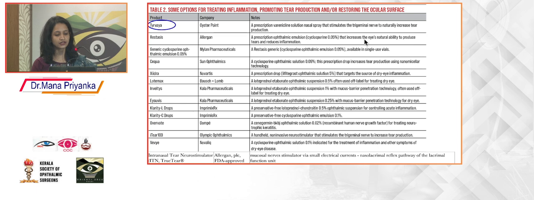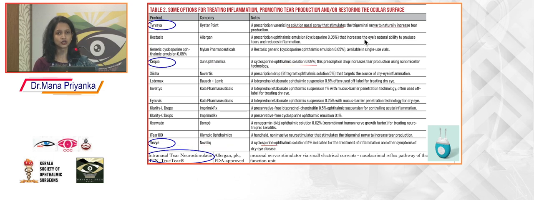Tyrvaya and the intranasal nerve stimulator stimulate the nerves in the nose and help in increasing the tear production. Cequa and Vevye are higher concentrations of cyclosporine which are in the market now, which are used to treat the inflammation.